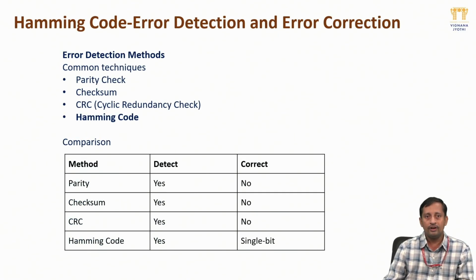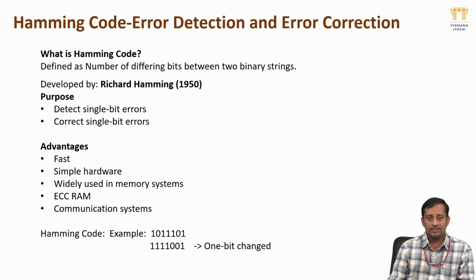So these are the different error detecting methods: the parity check method, checksum method, cyclic redundancy check method, and Hamming code method. Parity method can detect the error, but it cannot correct it. Checksum is also the same, it detects the error but cannot correct it. CRC is also an error detecting method, but not for correcting. Hamming code is the only method where we can detect and also correct, but it's a single bit method.